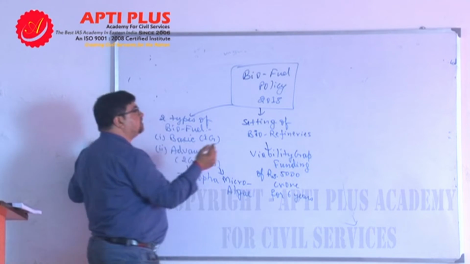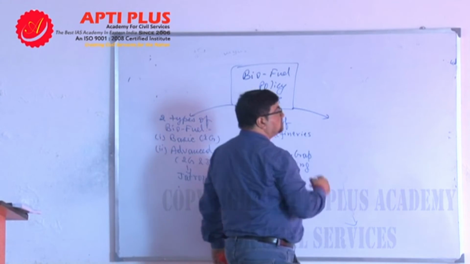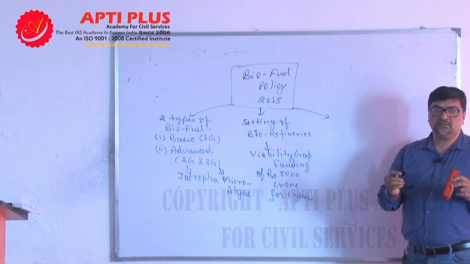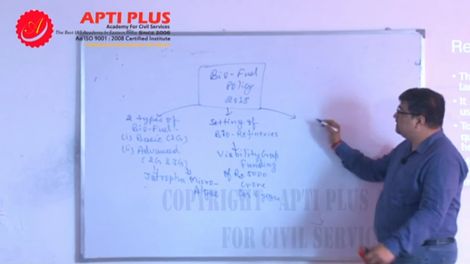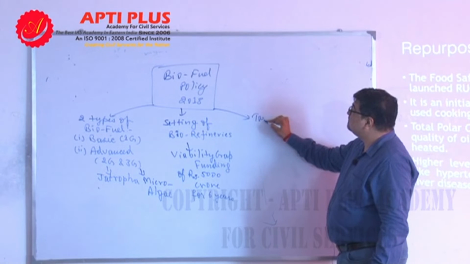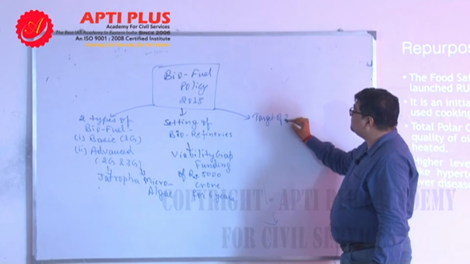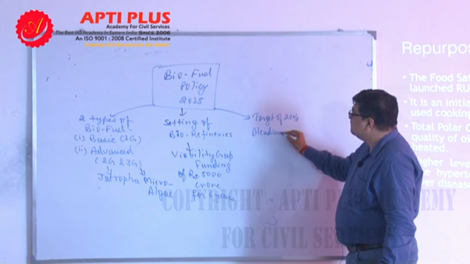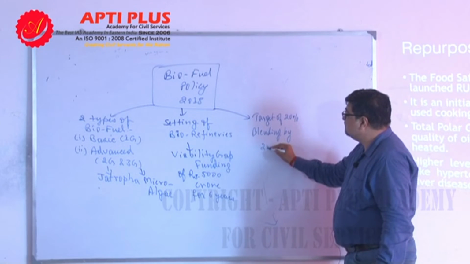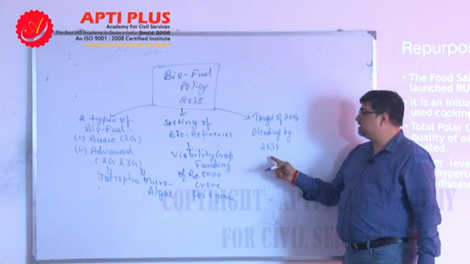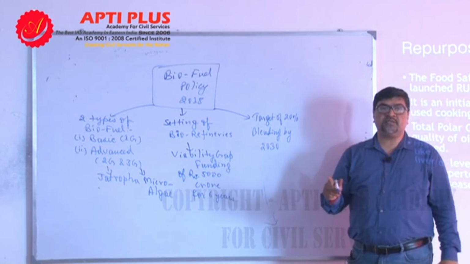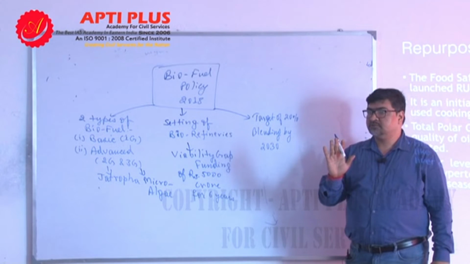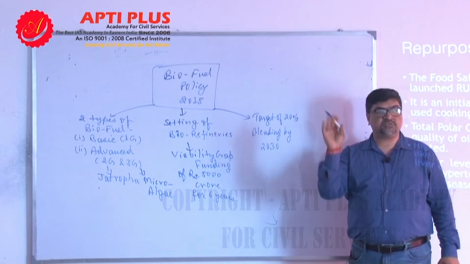What is the third aspect of this policy? Third aspect: how much blending will be done? Like when we make diesel and we have kept a target, what target is indicated? Target of 20% blending. By which year? Blending for biodiesel and biopetrol by 2030. The time frame has been increased to 2030. What is our immediate target? 5%. What is our immediate target for biodiesel? 5%. And then we will scale up to 20%.